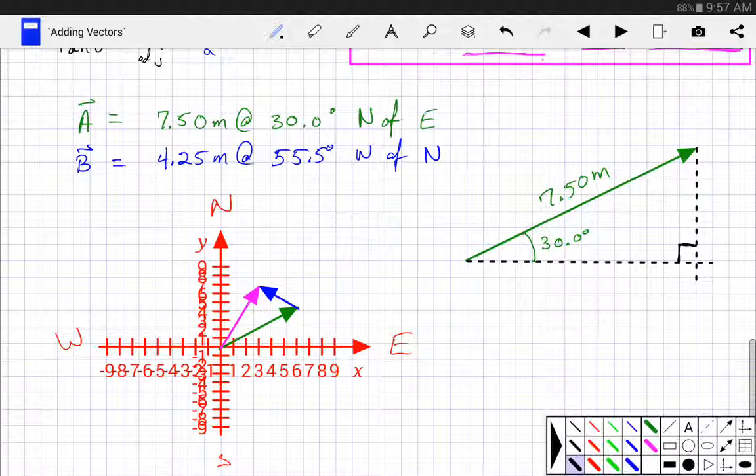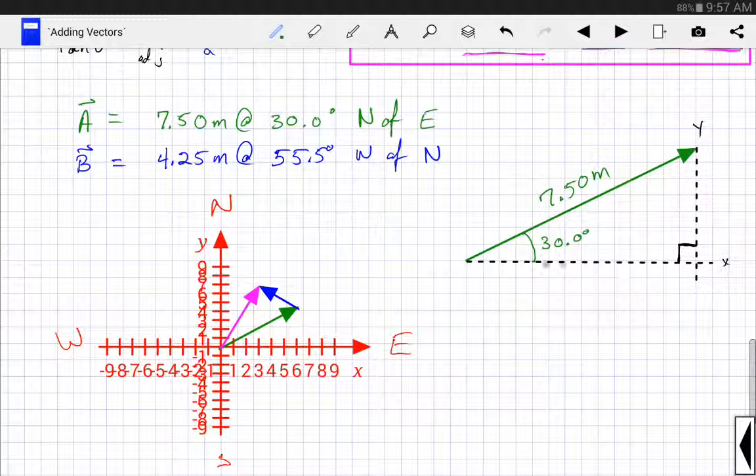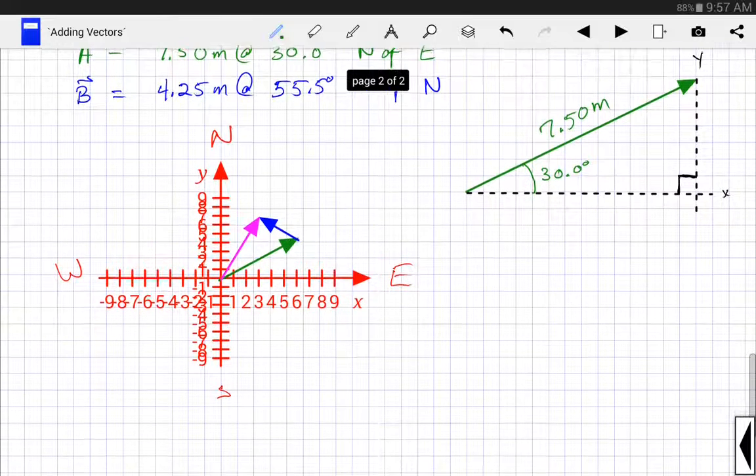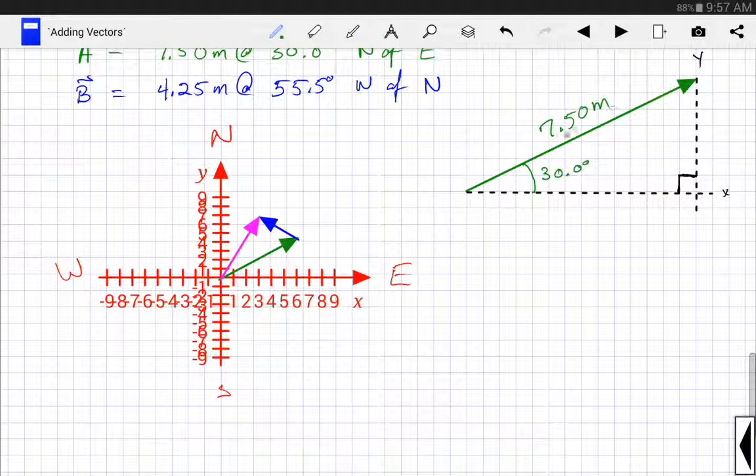X is like this, and y like this. So that means this side of the triangle is x. Now we had three names: opposite, adjacent, and hypotenuse. Clearly, 7.50 meters is the hypotenuse because it's opposite to the right angle. My 30-degree angle is made by the hypotenuse and this side, so this side here must be adjacent. So this is my x component, and this one here, the opposite side, is the y component. So my y component is the opposite, the x component is the adjacent.